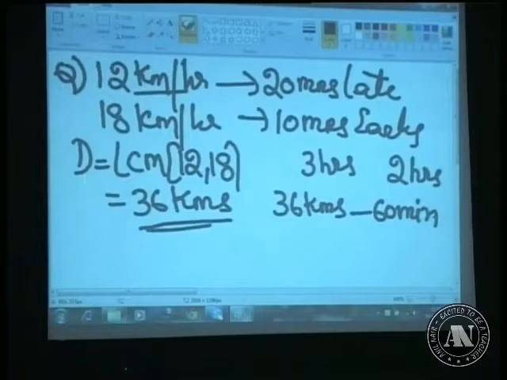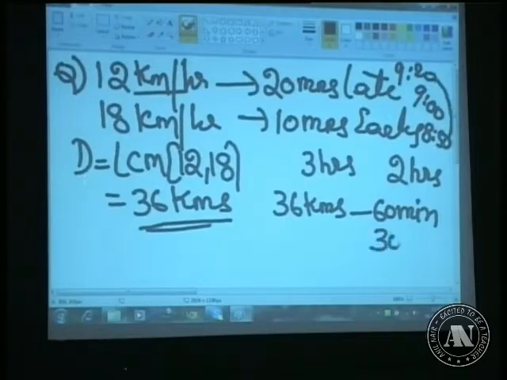Am I right? Assume that he reaches office at 9 o'clock. 20 minutes late, that means it will be 9:20. 10 minutes early, that means it will be 8:50. 8:50, 9:20. What is the difference? 30 minutes. 60 minutes, it is 36. 30 minutes, it will be 18. Right, sir?